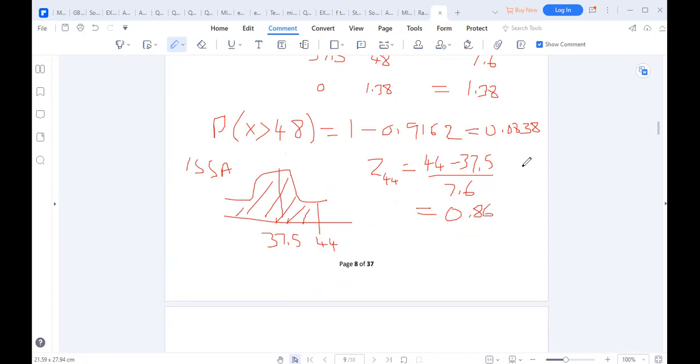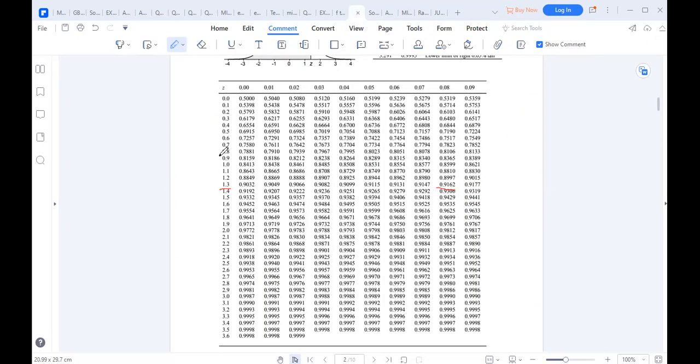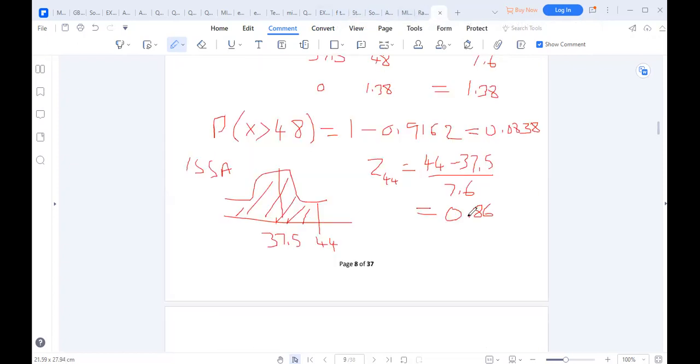Okay. So when you read 0.86 from the table, 0.8, then 6 there. What are you getting? 0.8051. So what are we going to do? We leave it like that, because it's a big shading, right?